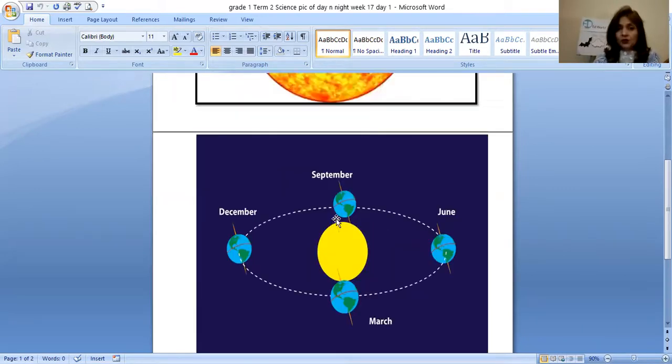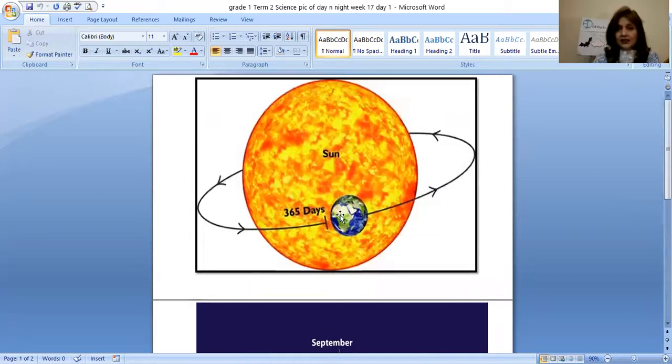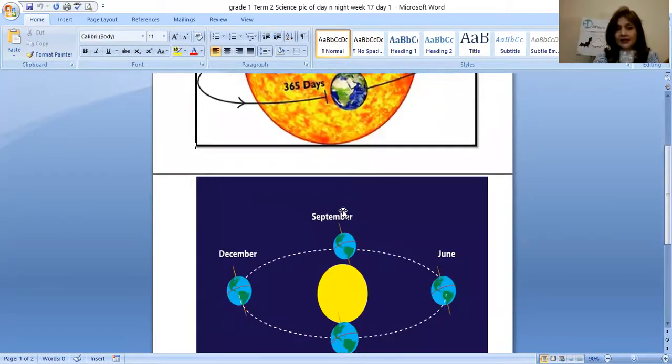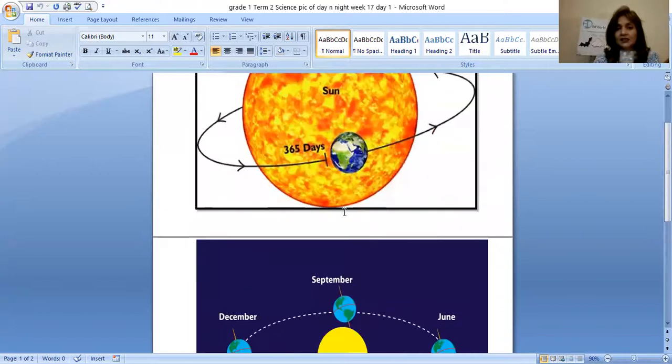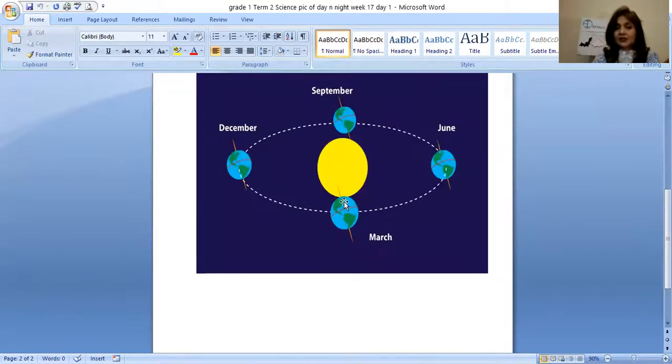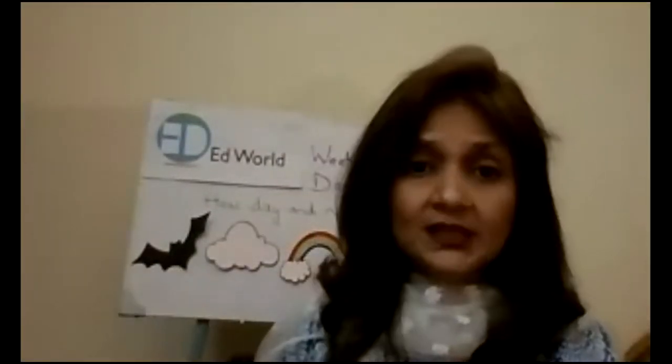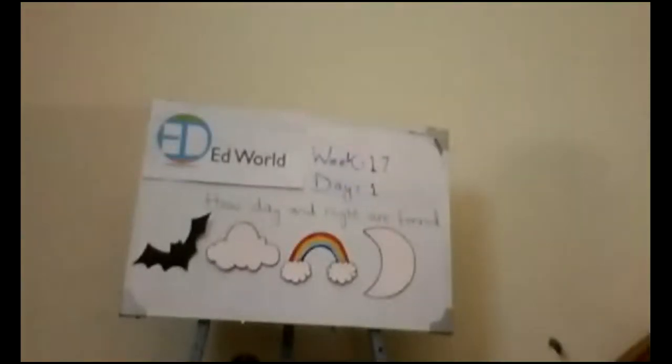But the same goes for day and night. If the Earth is nearer to the sun, it is daytime, and when the Earth is away from the sun, it is nighttime. And remember the one which I have shown you, how it is formed.